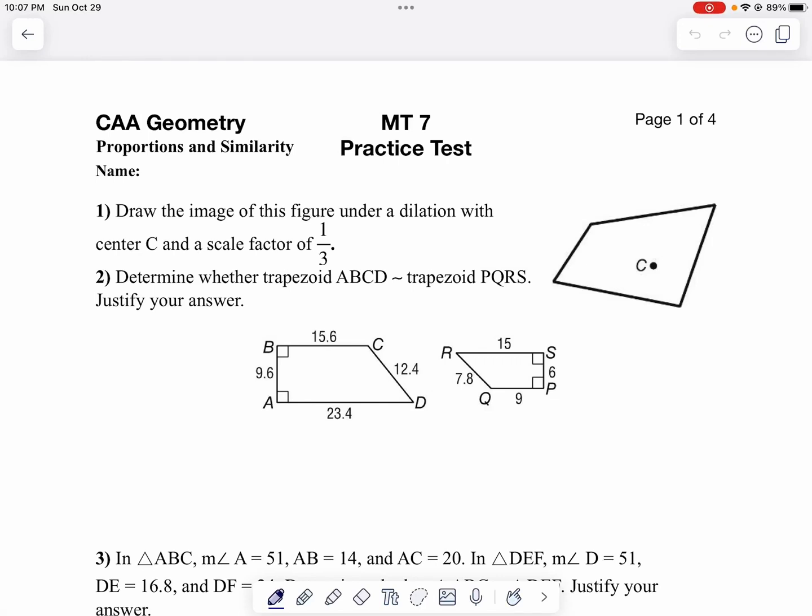Hey, let's review your practice test. First thing is don't forget your name, as usual. If you don't put your name, you can't take your test.